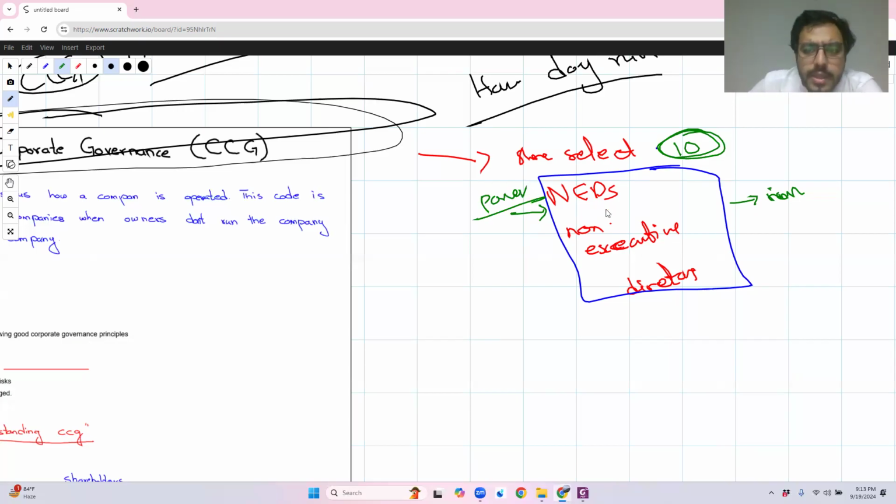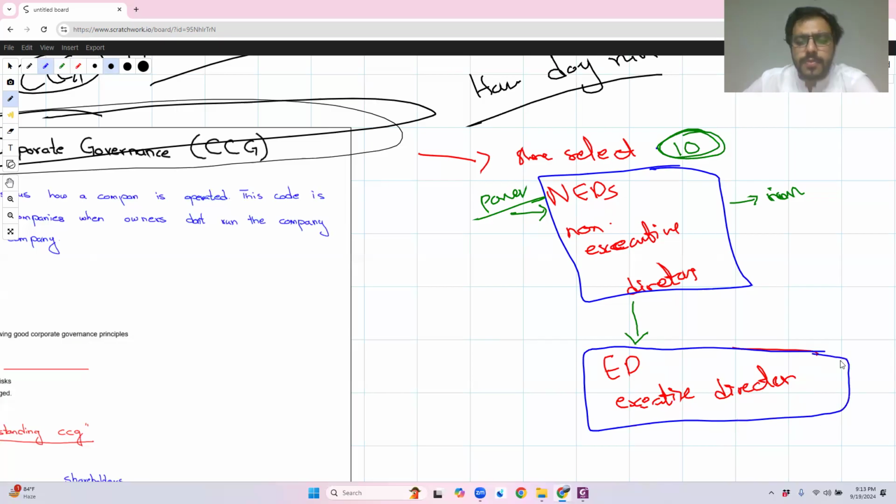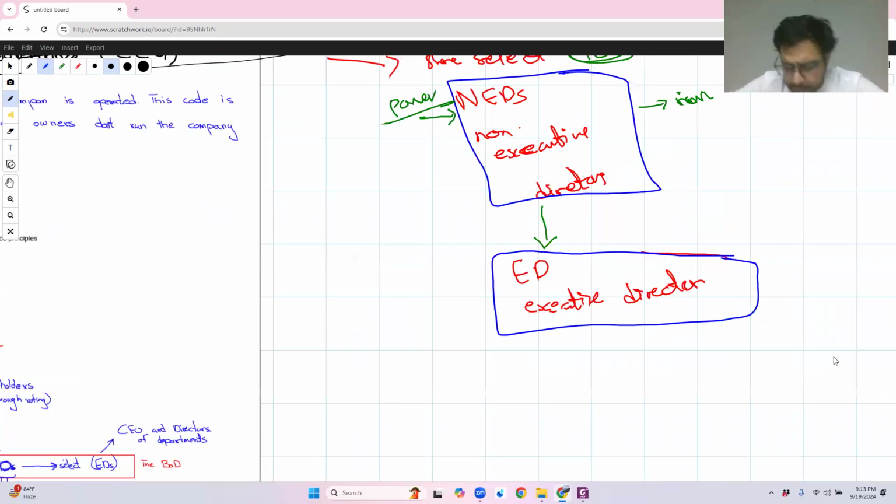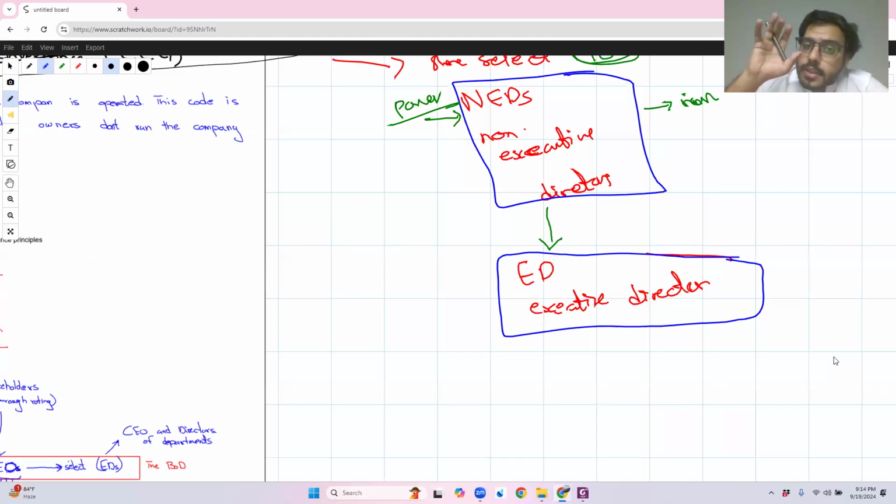What are they going to do? These non-executive directors further go on and hire people who are known as executive directors, the EDs. These are hired by the non-executive directors. And what is the responsibility of an executive director? Let's come towards that. The day-to-day responsibility of the company. Yes, but let's come towards the basics first of all. We are not going to jump directly to them running the company day to day. Obviously, they can't run the company day to day either.